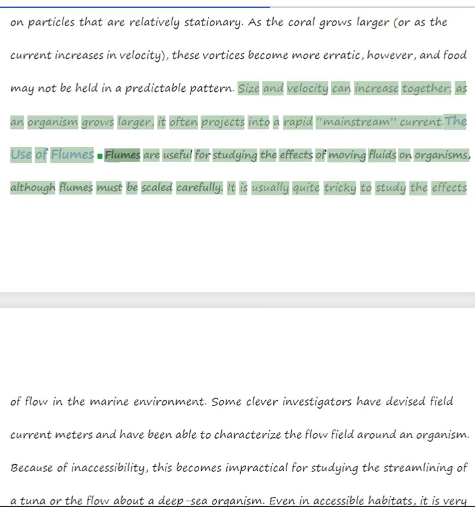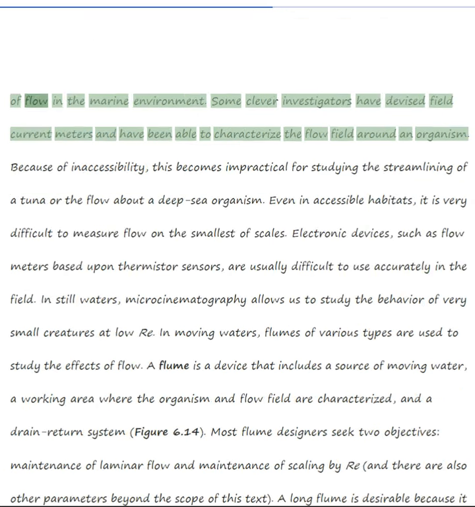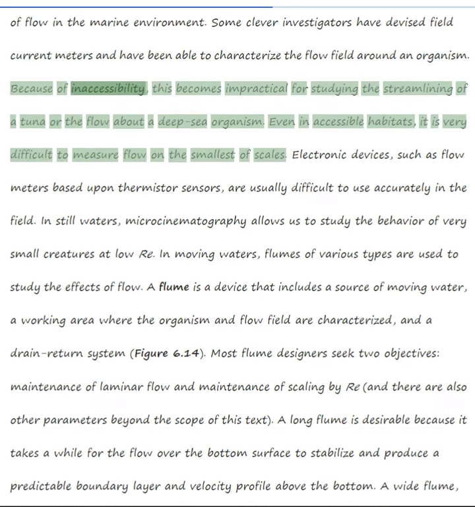The use of flumes. Flumes are useful for studying the effects of moving fluids on organisms, although flumes must be scaled carefully. It is usually quite tricky to study the effects of flow in the marine environment. Some clever investigators have devised field current meters and have been able to characterize the flow field around an organism. Because of inaccessibility, this becomes impractical for studying the streamlining of a tuna or the flow about a deep-sea organism.